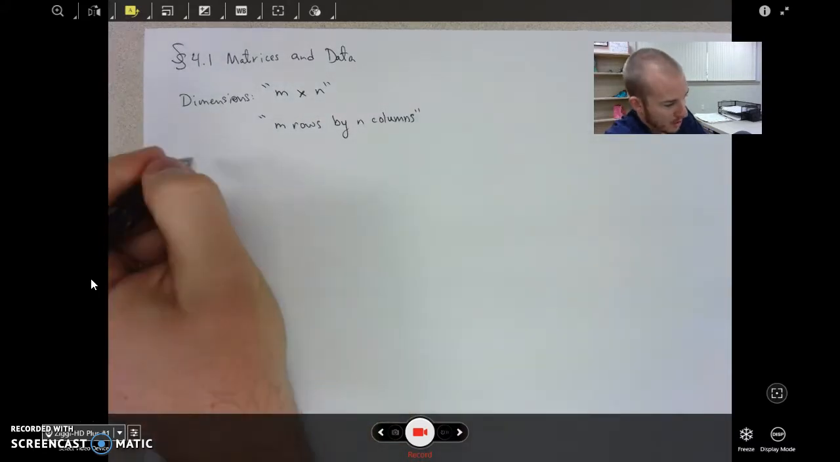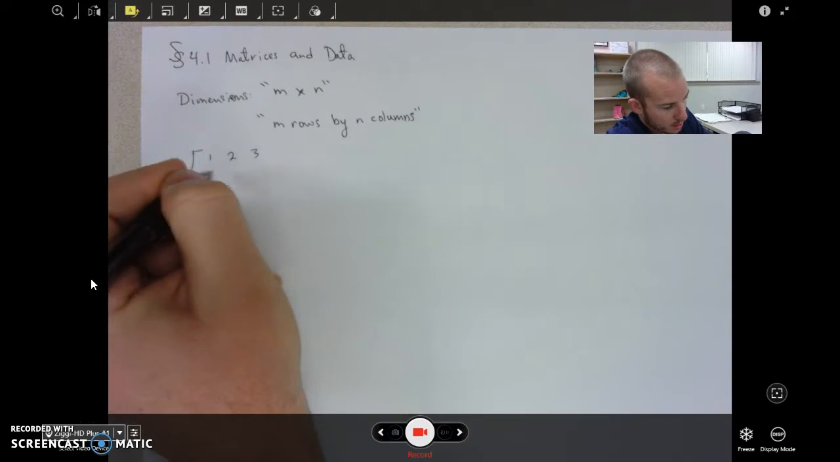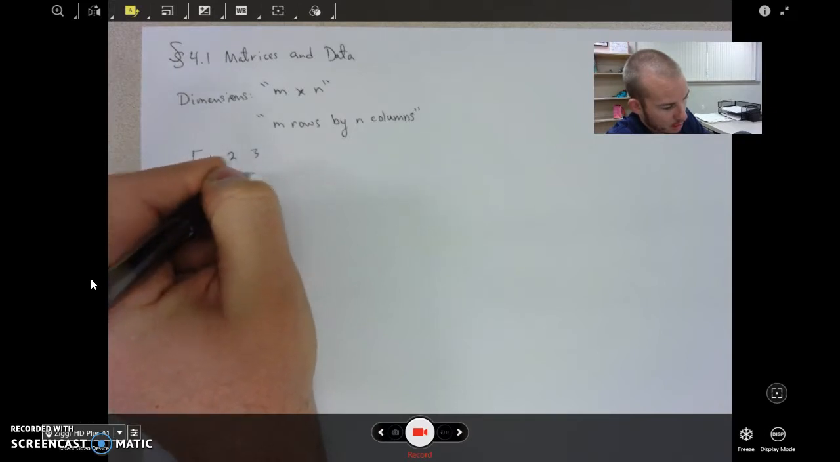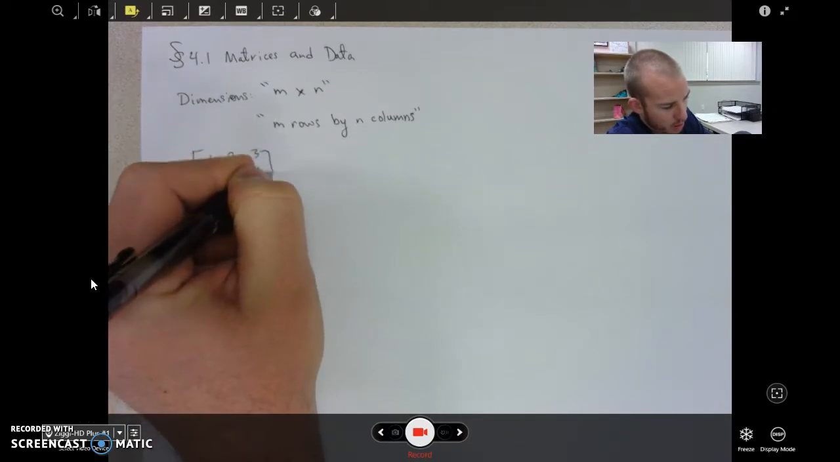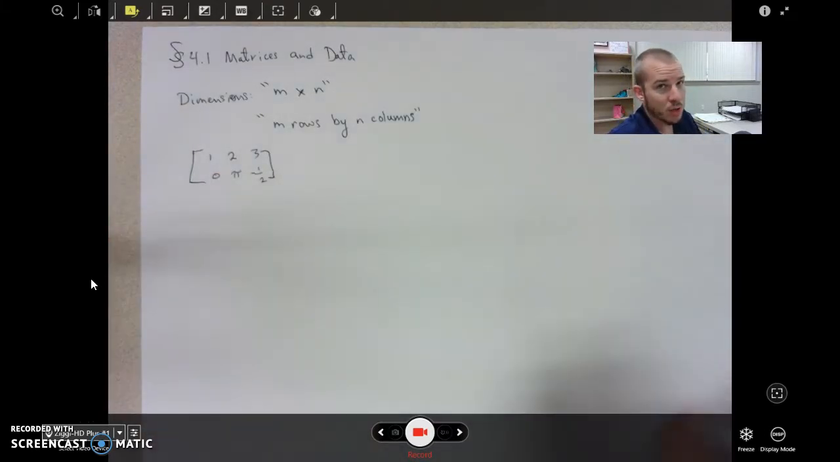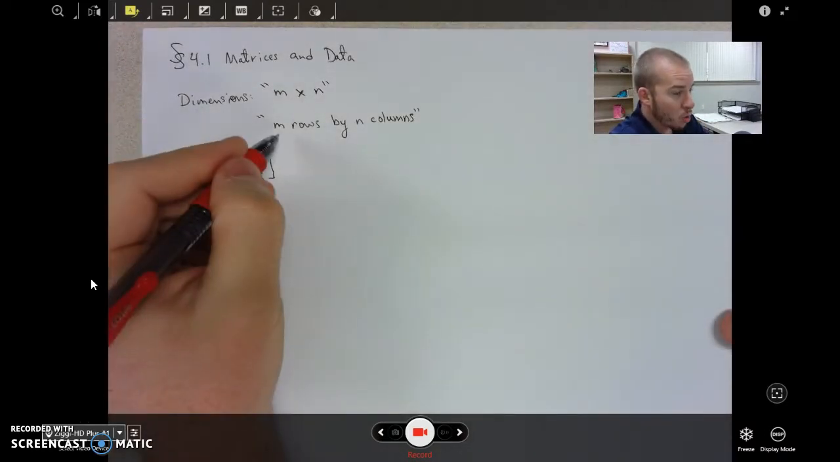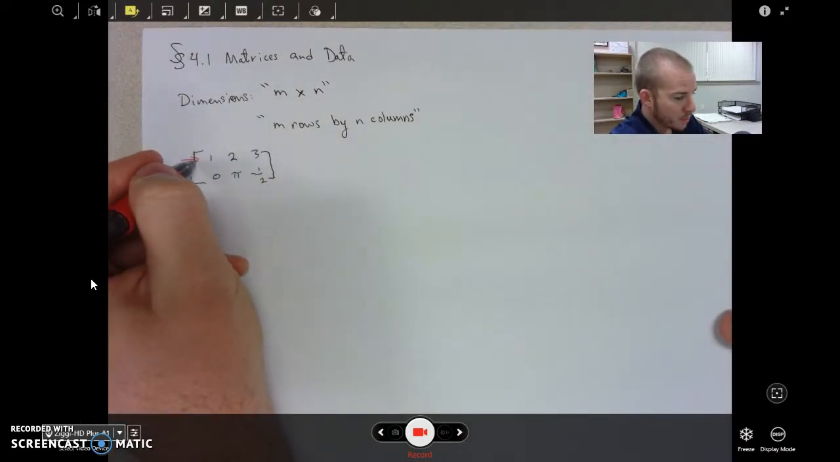So let's do an example and see what the dimensions are of this matrix. So this is 1, 2, 3, 0, pi, negative 1/2. No, Mr. Blair, there's fractions and pi. Yeah, in matrices, you can have any sort of number, rational, irrational, does not matter. So how many rows are there in this matrix? Well, there's 1, 2 rows.